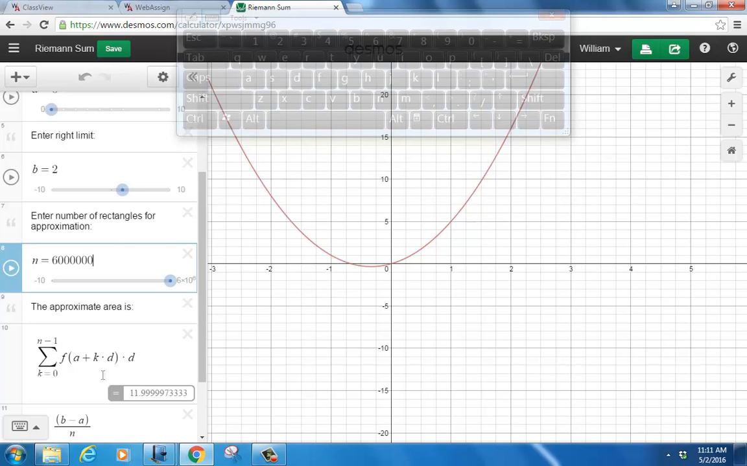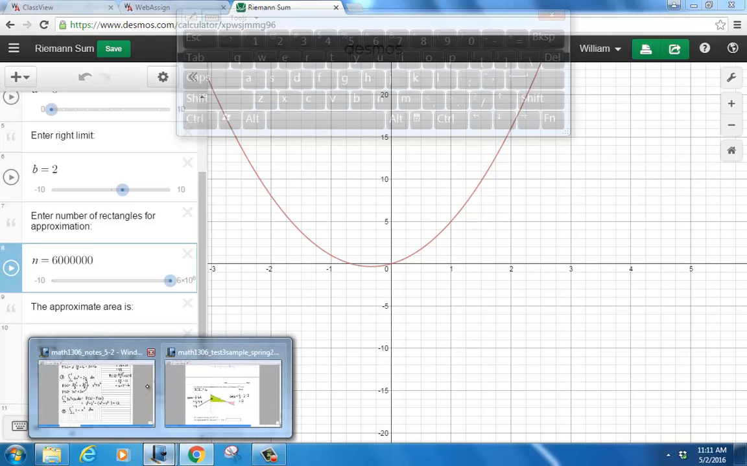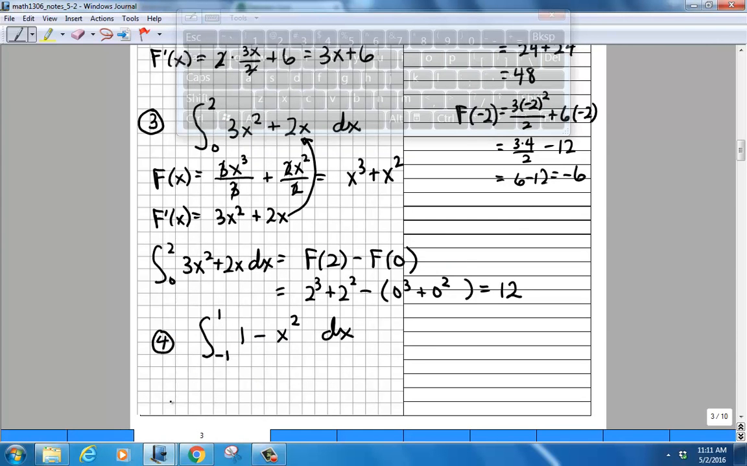So with a tool like Desmos, we could approximate the area very nicely by using rectangles, but without a tool like Desmos, we would be really hard-pressed to do that by hand. That's where the fundamental theorem is really very helpful. Let's do one more now, really fast.